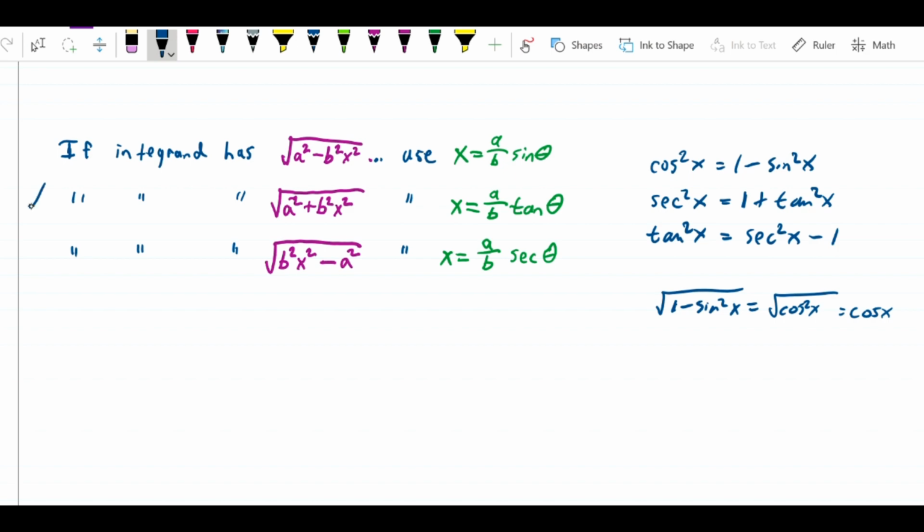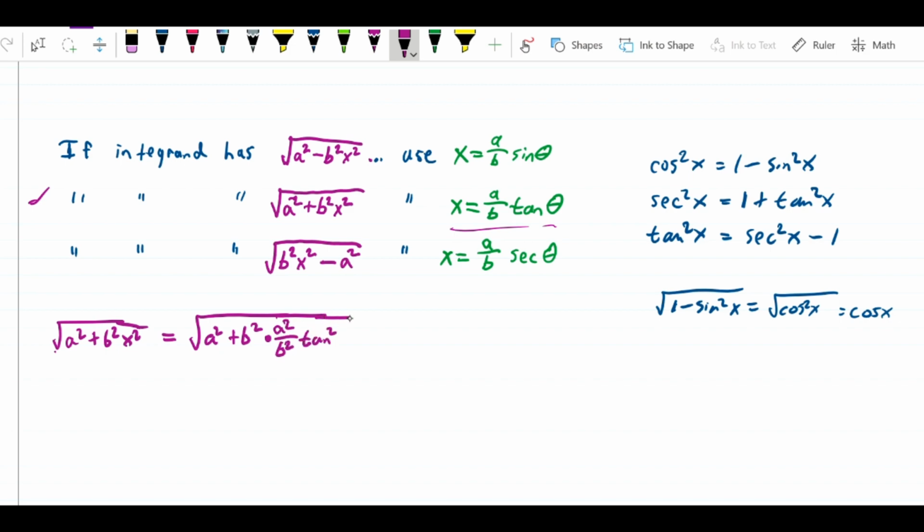Let me just show you with regard to the second line here, in a different color, how this works if you were to use the substitution x equals a over b tan theta. What you would get is the square root of a squared plus b squared x squared. If I let x be a over b tan theta, that's going to be the square root of a squared plus b squared times, I'm going to square this x here, so that's going to be b squared times a squared over b squared tan squared theta.